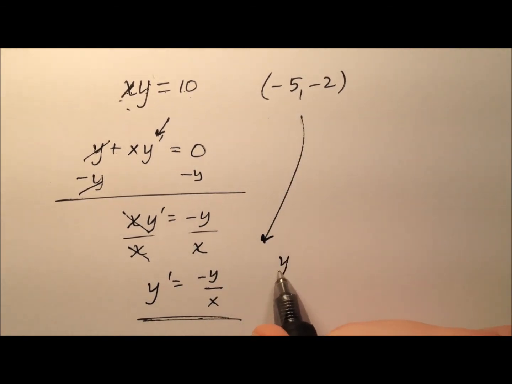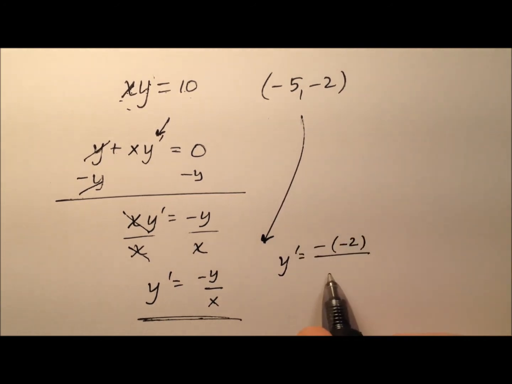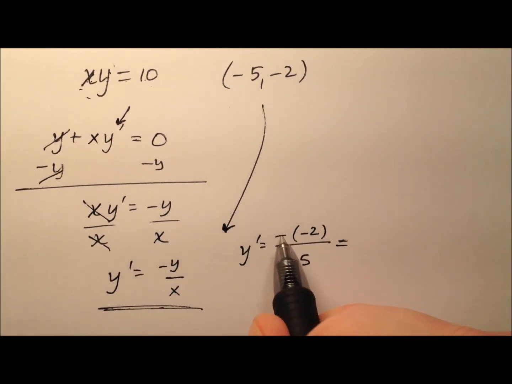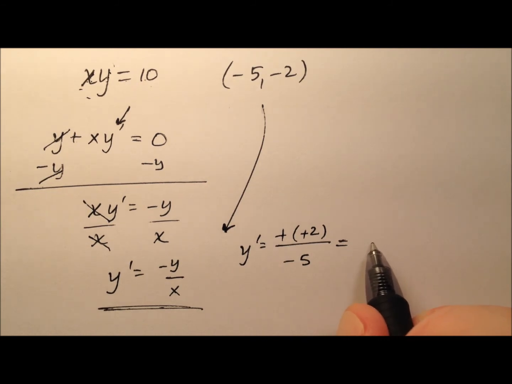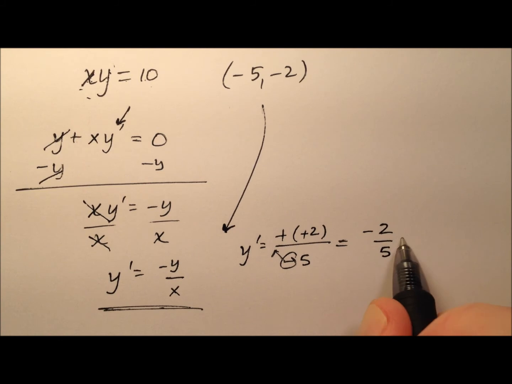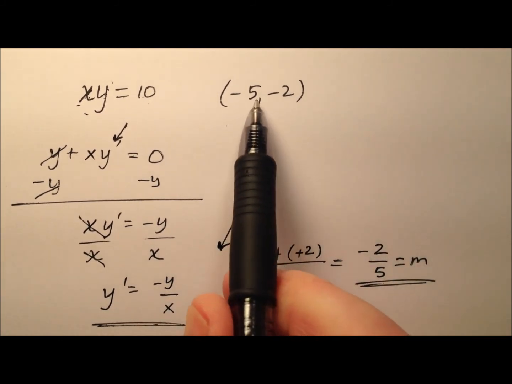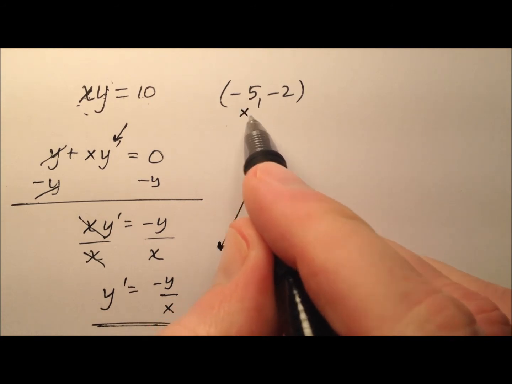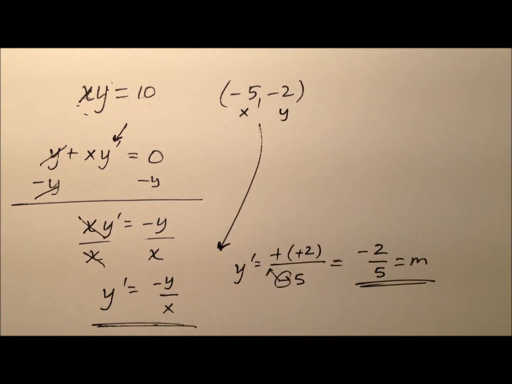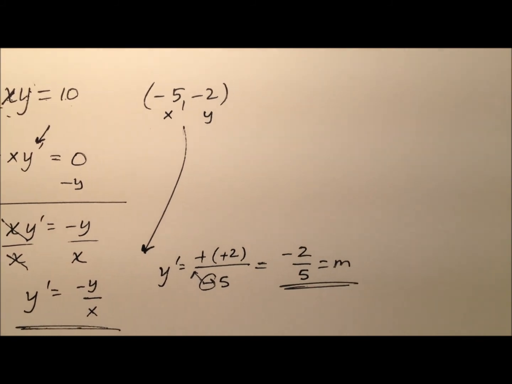So I have y prime equals the opposite of my y, which is -2, over my x, which is -5. So we have the opposite of a negative, so a little swoosh swoosh right there. So ultimately, when I bring this negative out front or up top, I'm going to have -2/5 for my slope. And it's nice because I'm given the whole ordered pair here. So this is my x and this is my y. So it looks like I'm ready to go ahead and write the equation of this tangent line.